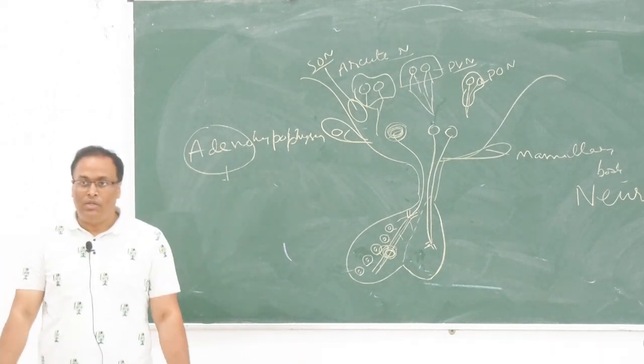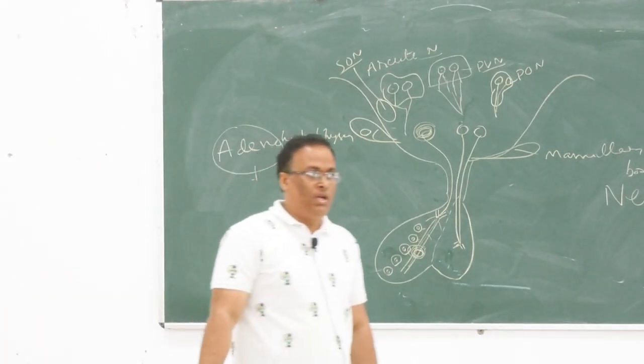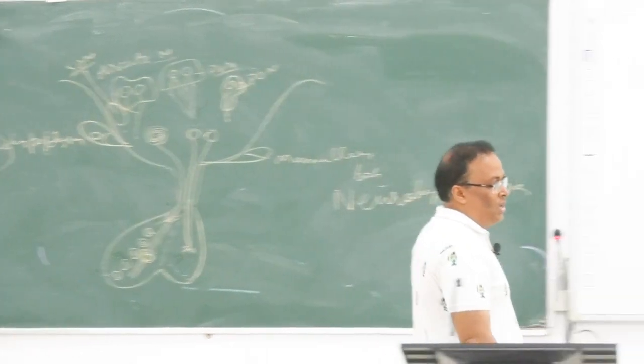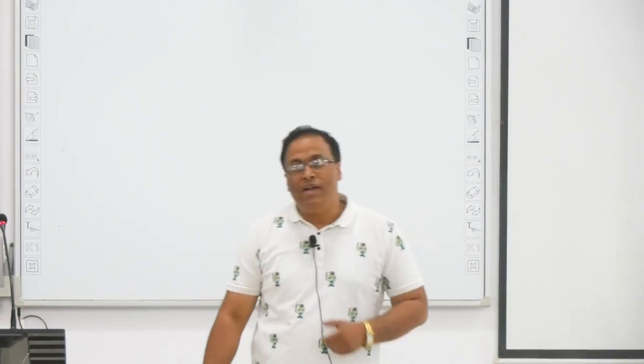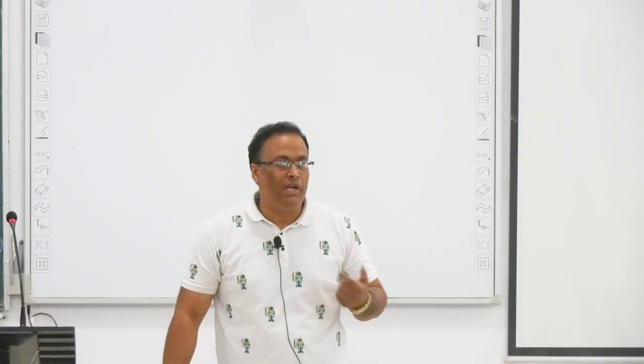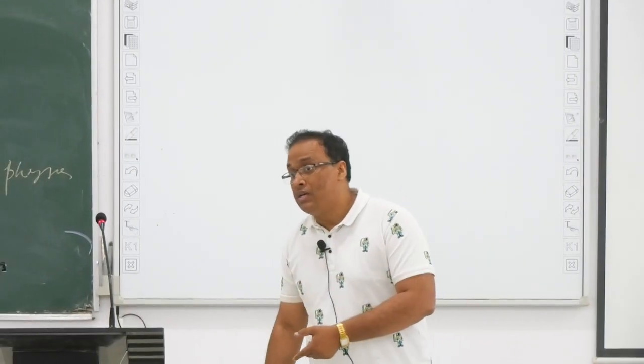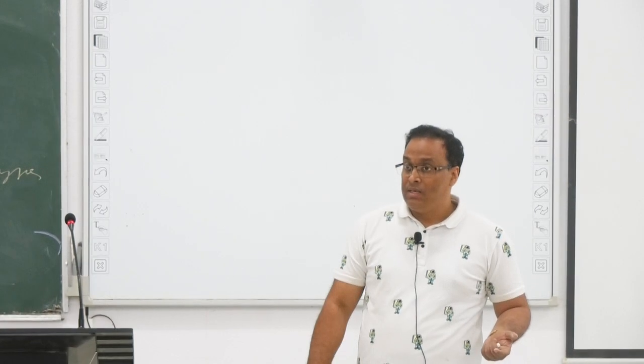I mentioned four nuclei, right? Supraoptic, preoptic, paraventricular, arcuate. And there are many more nuclei. We will go day by day, and we will come across the nuclei of the hypothalamus: ventrolateral nucleus, dorsomedial nucleus, lateral nucleus, anterior nucleus, everything is there.